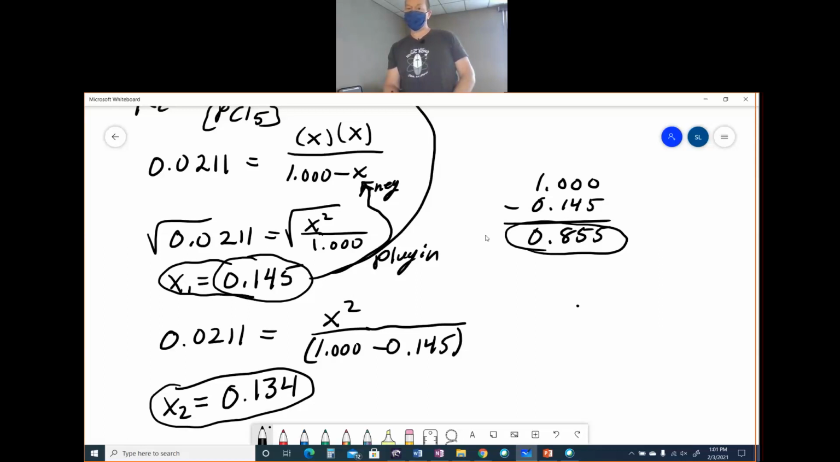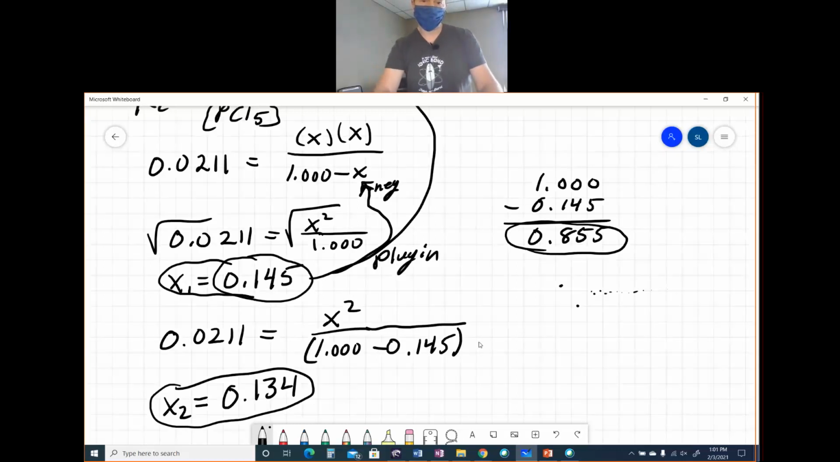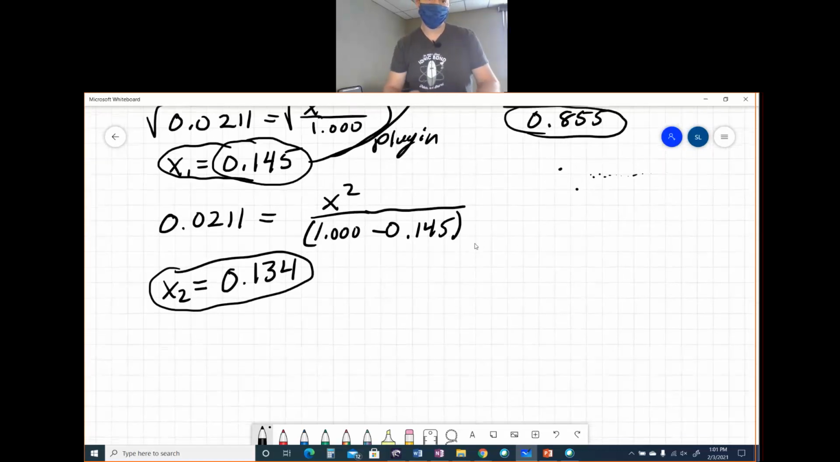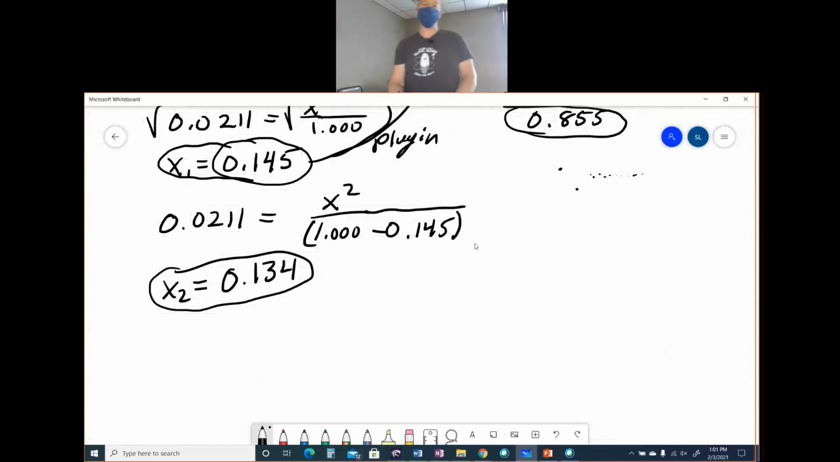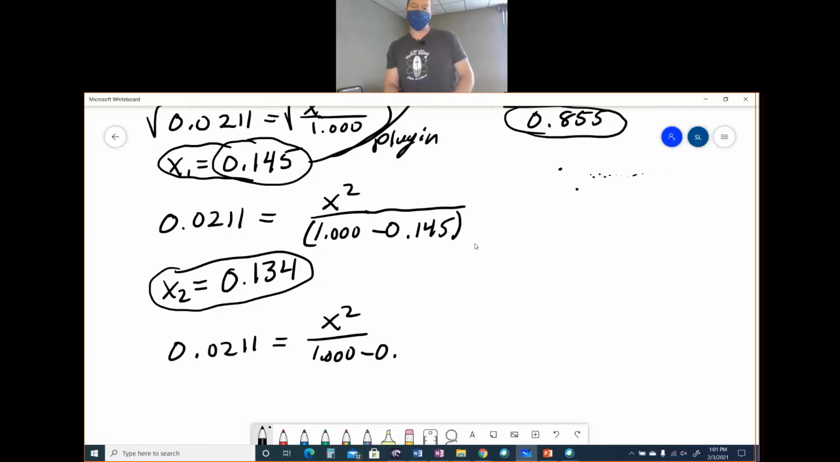This is the highest number. This is the lowest number. And so you're going to reach a point where it's always the same number. All right, so we only have to go until we get the same number 2 times. These are not the same number. And so now we plug this number in for our X value that we neglected. So we have 0.0211 is equal to X squared divided by 1 minus 0.134. All right, so now we plug in our 0.134.